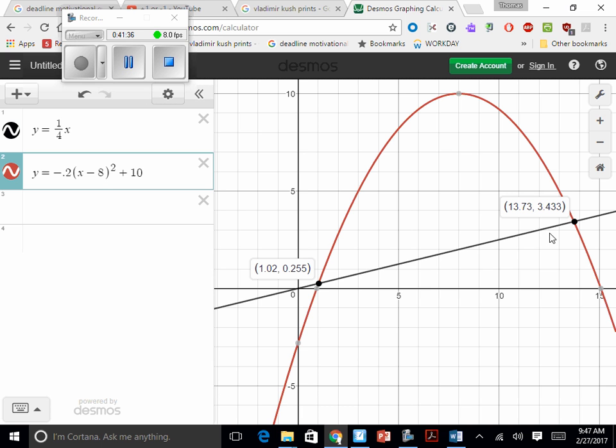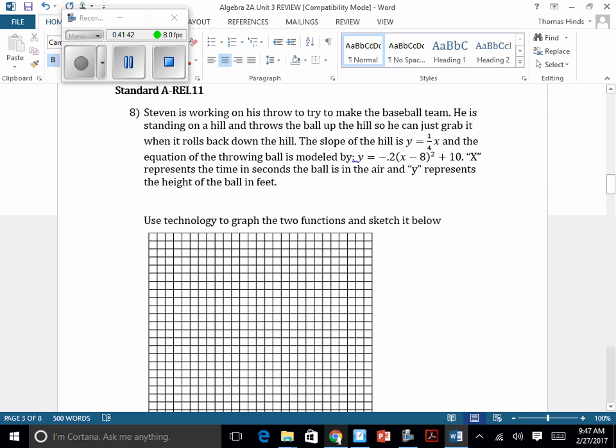Okay, Steven is working on his throw to try to make the baseball team. He is standing on a hill, and throws the ball up the hill so that he can just grab it when it rolls back down the hill. Got it? The slope of the hill, that straight line, got it? And the equation of the throwing ball, that long one, where x represents the time in seconds that the ball is in the air, how long the ball is in the air, and y represents the height of the ball in feet.